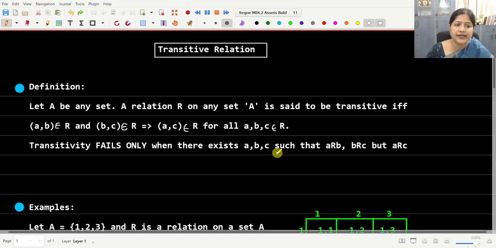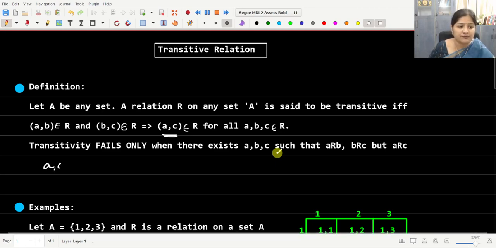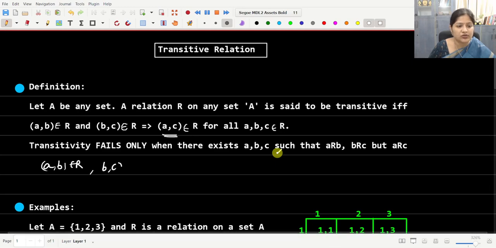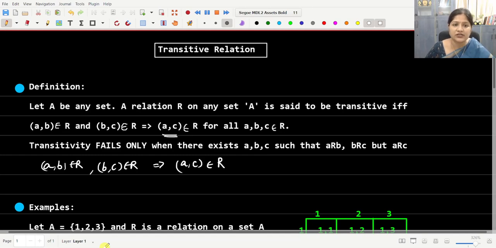Let A be any set. A relation R on a set A is said to be transitive if (a, b) belongs to R and (b, c) belongs to R, then (a, c) should also belong to R in order to have the relation as a transitive relation, right? That means (a, c) is also present in the relation R, correct? Then only we will say that the relation is transitive.